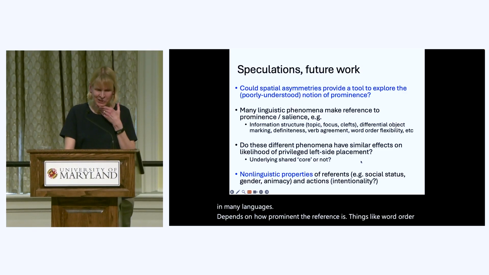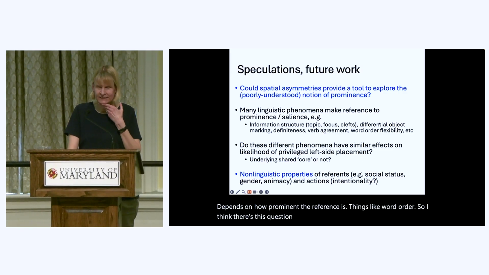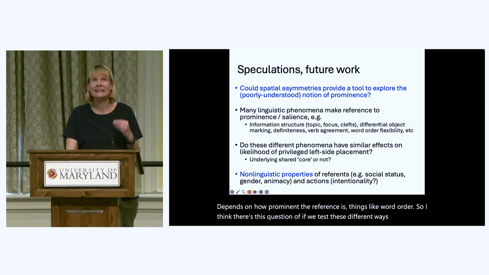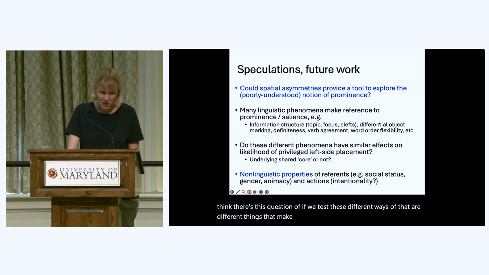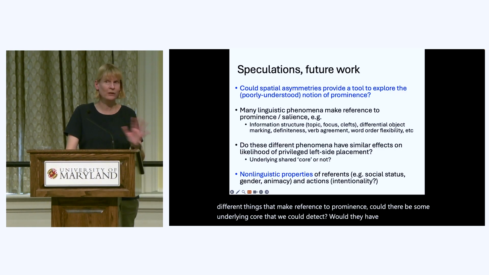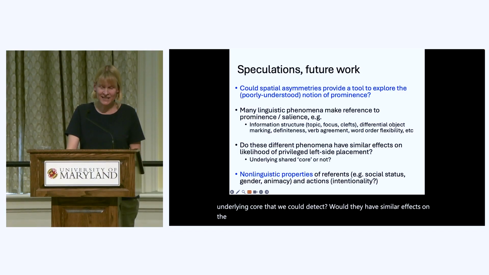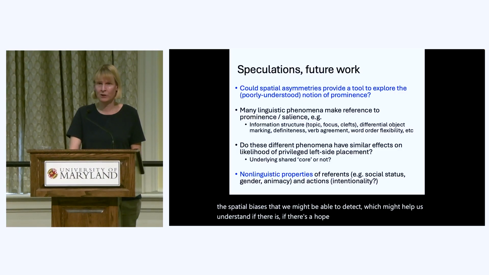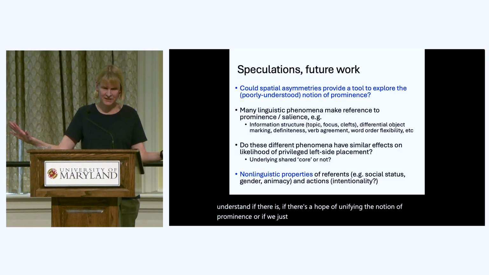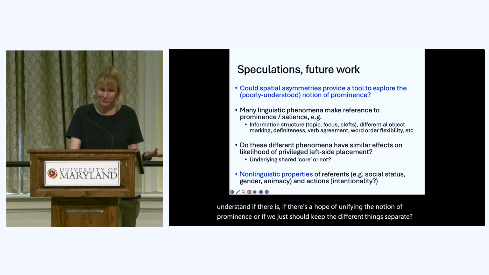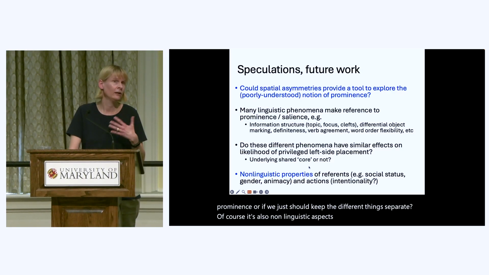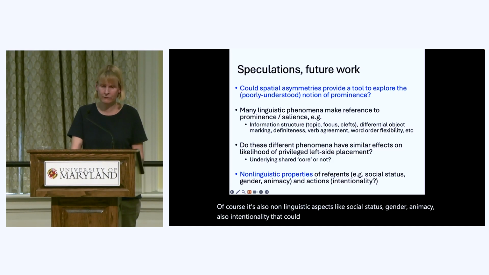So I think there's this question of, if we test these different things that make reference to prominence, could there be some underlying core that we could detect? Would they have similar effects on the spatial biases that we might be able to detect, which might help us understand if there's a hope of unifying the notion of prominence, or if we should keep the different things separate. Of course, there are also non-linguistic aspects like social status, gender, animacy, also intentionality, that could all feed into this notion of how prominent things are.